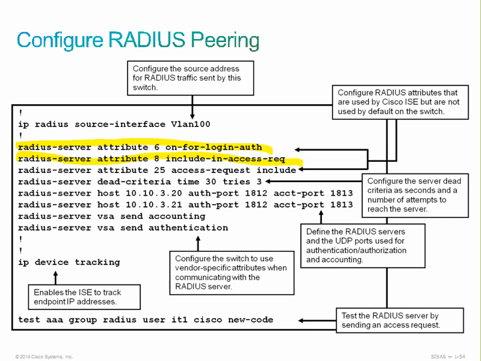All right. The way that the radius packet is formatted is you've got some sort of code. The code is going to identify what type of radius packet it is.